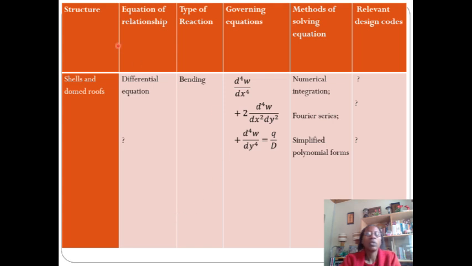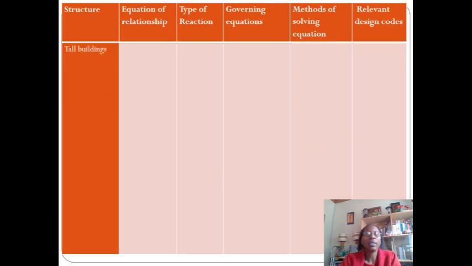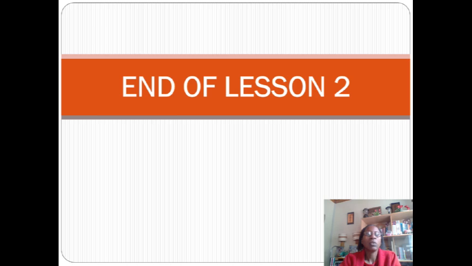So in other words, what we want to end up with is to be able to fill a matrix again like that, where we have, for example, a structure, what are the equations of relationships, what are the types of reactions, the governing equations, how do we solve them, what are the relevant design codes. So this is a matrix. It's not complete. I've just given examples. We will be filling it as we do the shell and domed roof structures. We will repeat the same for elevated water tanks, tall buildings, and cable structures.